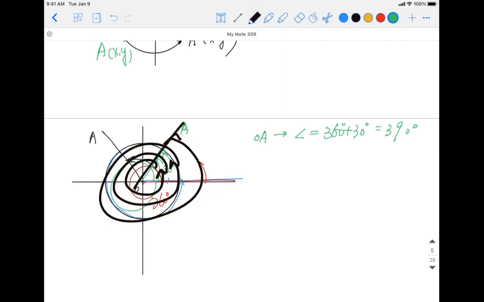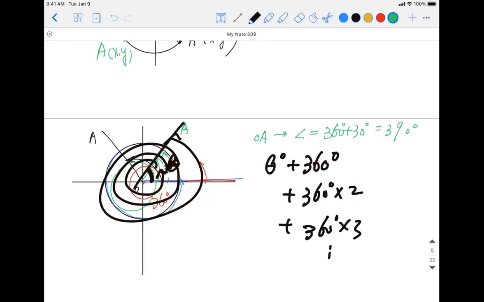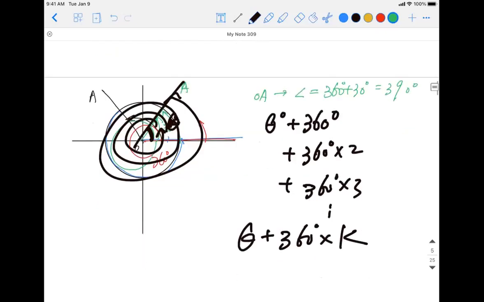Let's say my OA has an angle theta from the minimum. Every time you take a turn, you add 360 degrees, right? Another turn, add 360 degrees times two. Another turn, 360 degrees times three, all the way to 360 degrees times k, right? So as long as you understand the unit circle definition, you can define an angle which is more than 360 degrees, can be a million degrees, two trillion degrees, right? As long as you keep rotating, you can define your angle as big as possible.